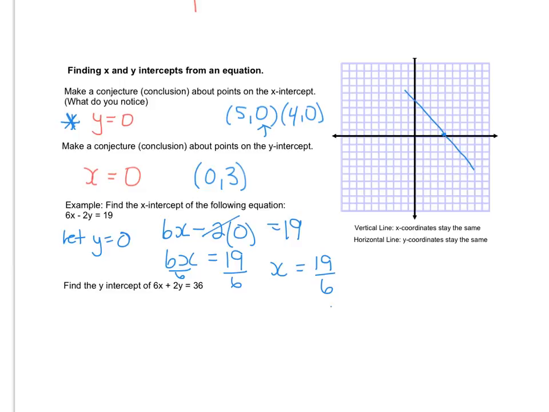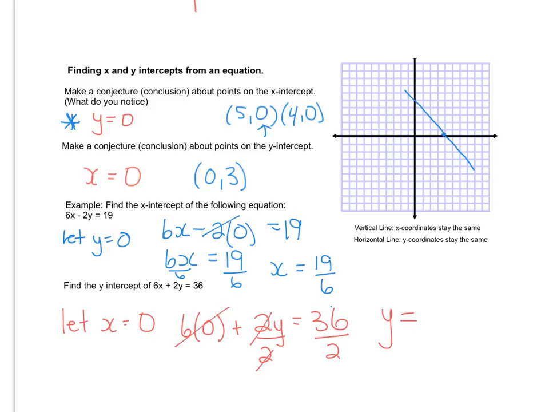That's the line. Now, find the y-intercept of 6x plus 2y is equal to 36. Well, if I'm finding the y-intercept, I need to let x equal 0 so I can find y. Makes sense, right? I make x equal to 0 so y is left over. So 6 times 0 plus 2y is equal to 36. This is gone, so 2y is equal to 36. Divide each side by 2 because I want 1y. Y is equal to 36 divided by 2, which is 18. So my y-intercept is 0, 18.